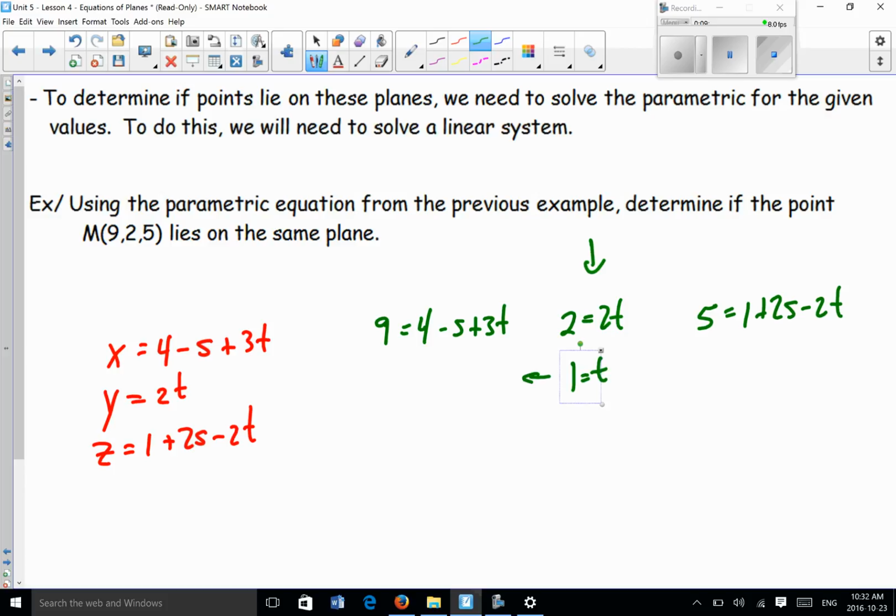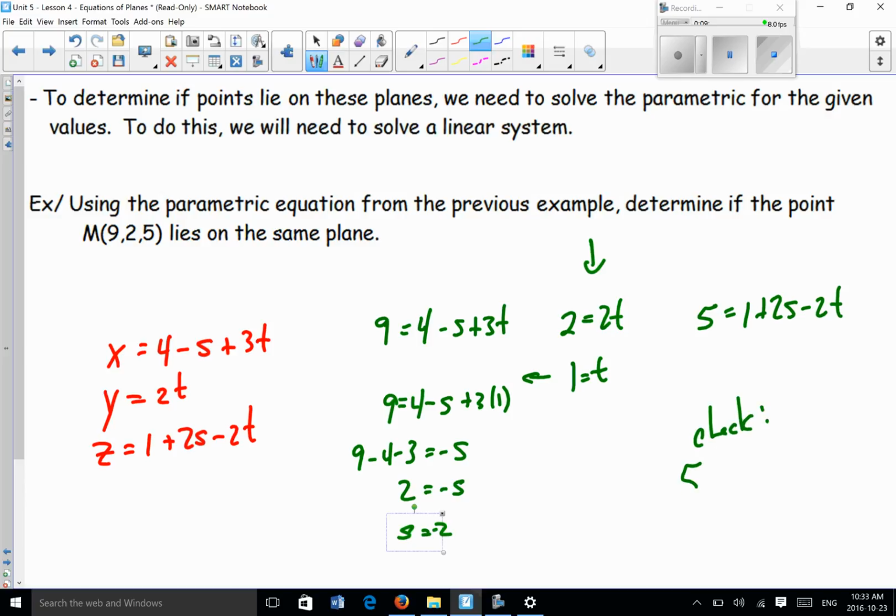If I use that in this one now, 9 equals 4 minus s plus 3 times 1. I can solve for s pretty quickly. I can do 9 minus 4 minus 3 equals negative s. So I got 2 is negative s, so s is negative 2. And then I can check.